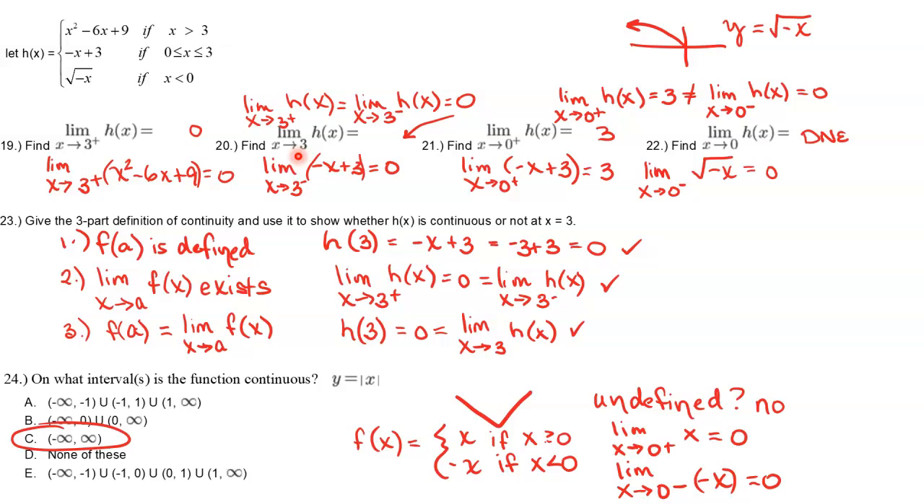So if I need the overall limit of 3, I need the limit from the left and from the right. So I need to go find that from the left, even though they didn't ask me for that. I got to go find that to know the overall limit. So if I take the limit approaching 3 from the left, then those would be values that are less than 3. And so that's going to be this piece right here. And when I plug in, I get 0. So since the limit from the right equaled the limit from the left, the overall limit would be 0 at 3.